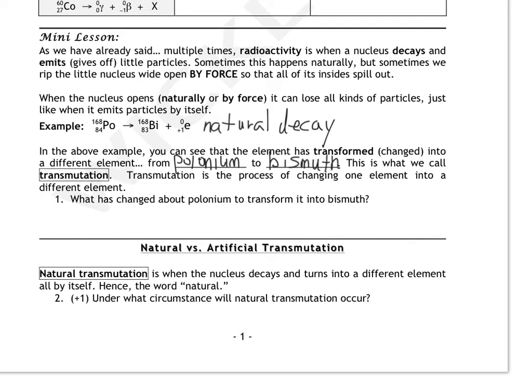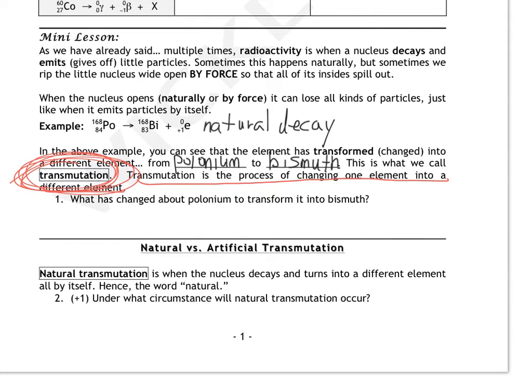So here's my vocabulary word. As we're changing from polonium to bismuth, the element is transforming. And any kind of transformation, when you go from one element to another element, that's always called transmutation. So I'm going to circle it a few times in red because that's your vocabulary word. Transmutation is the process of changing one element into a different element.